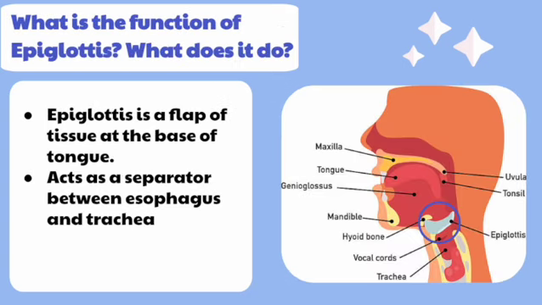For the fourth question, what is the function of the epiglottis and what does it do? So the epiglottis is a flap of tissue at the base of your tongue. What the epiglottis does is separate the esophagus from the trachea. When you eat or drink, it helps the food go down into the esophagus, into your stomach. And when you're breathing, instead of going into the esophagus, it opens up the pathway into the trachea and allows the air to go through there.